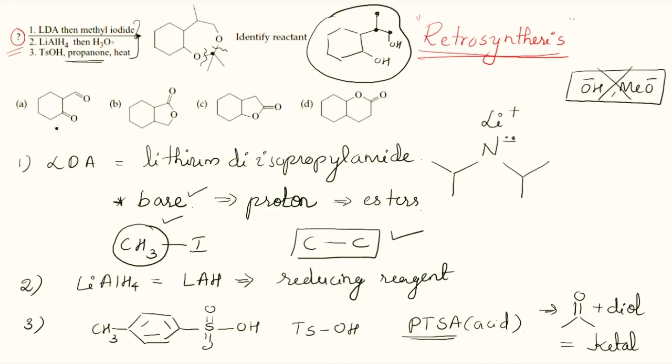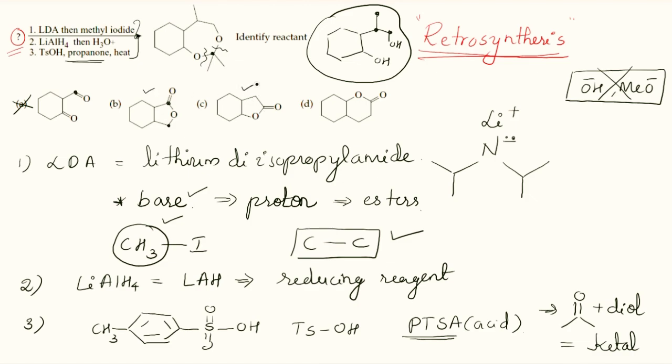Now look at this one. There is a cyclohexane and there is 1 carbon here. Even if we do methylation, we will have only 2 carbons. So this cannot be our reactant. What about here? We have 1 carbon here, 1 carbon here. When we do methylation, 3 carbons. So this could be our reactant.